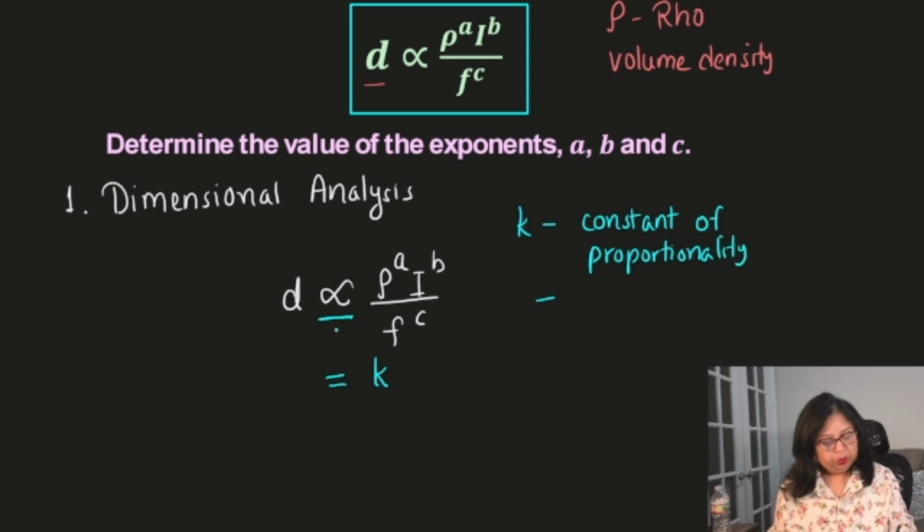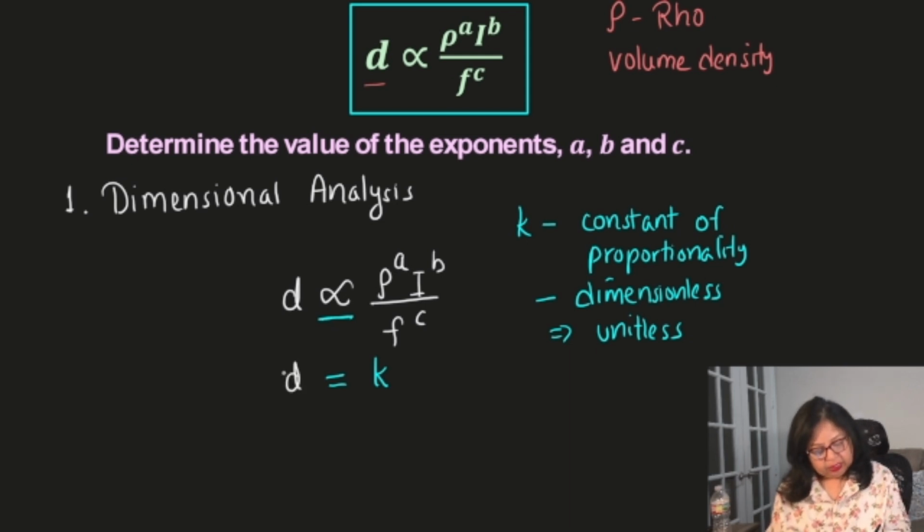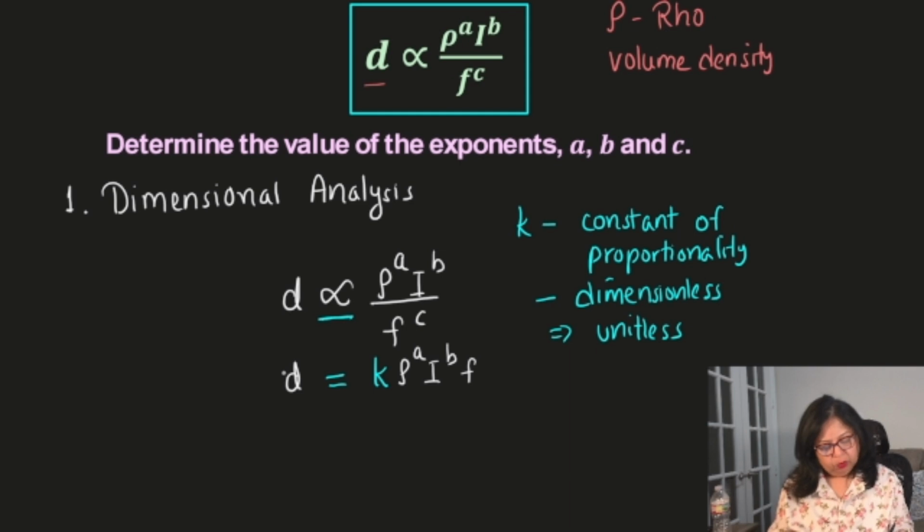Constant of proportionality. It is dimensionless and therefore it is unitless. Alright, so we now get d, the distance, equals k times rho to the power a, I to the power b, divided by f to the power c, which can be written as f to the power negative c.